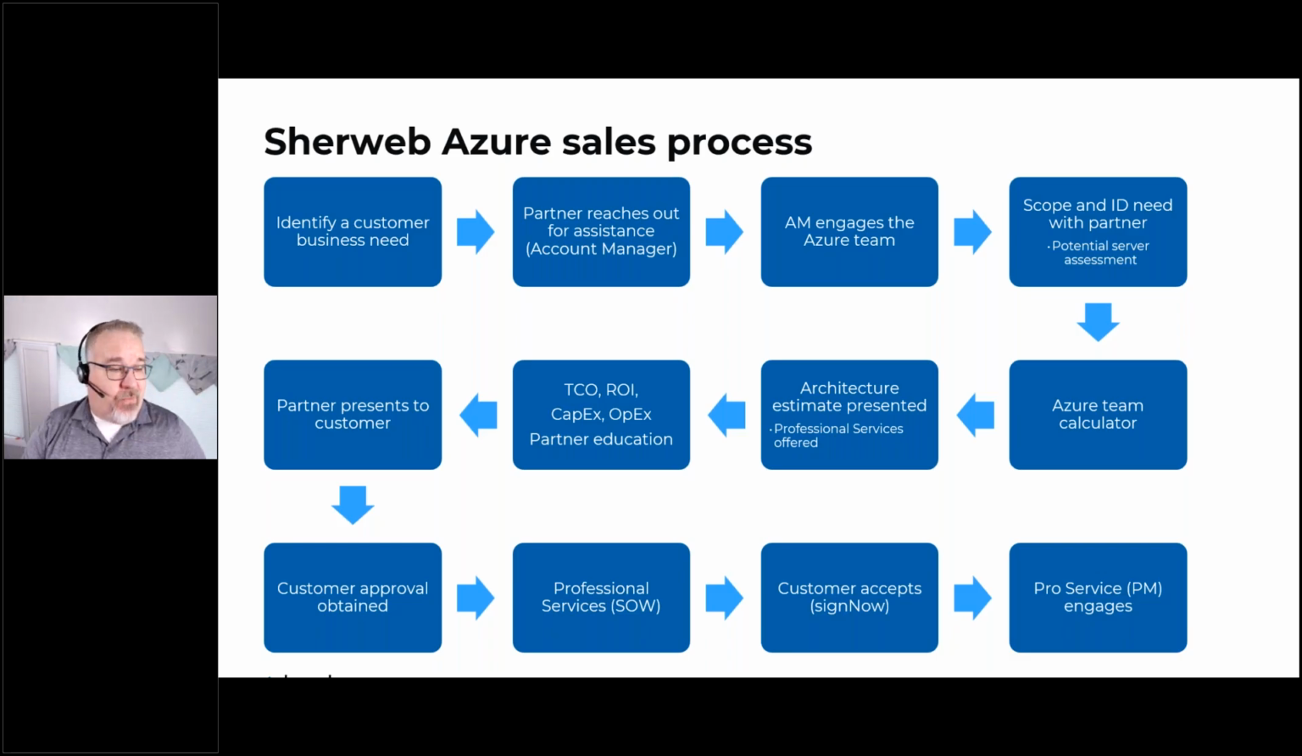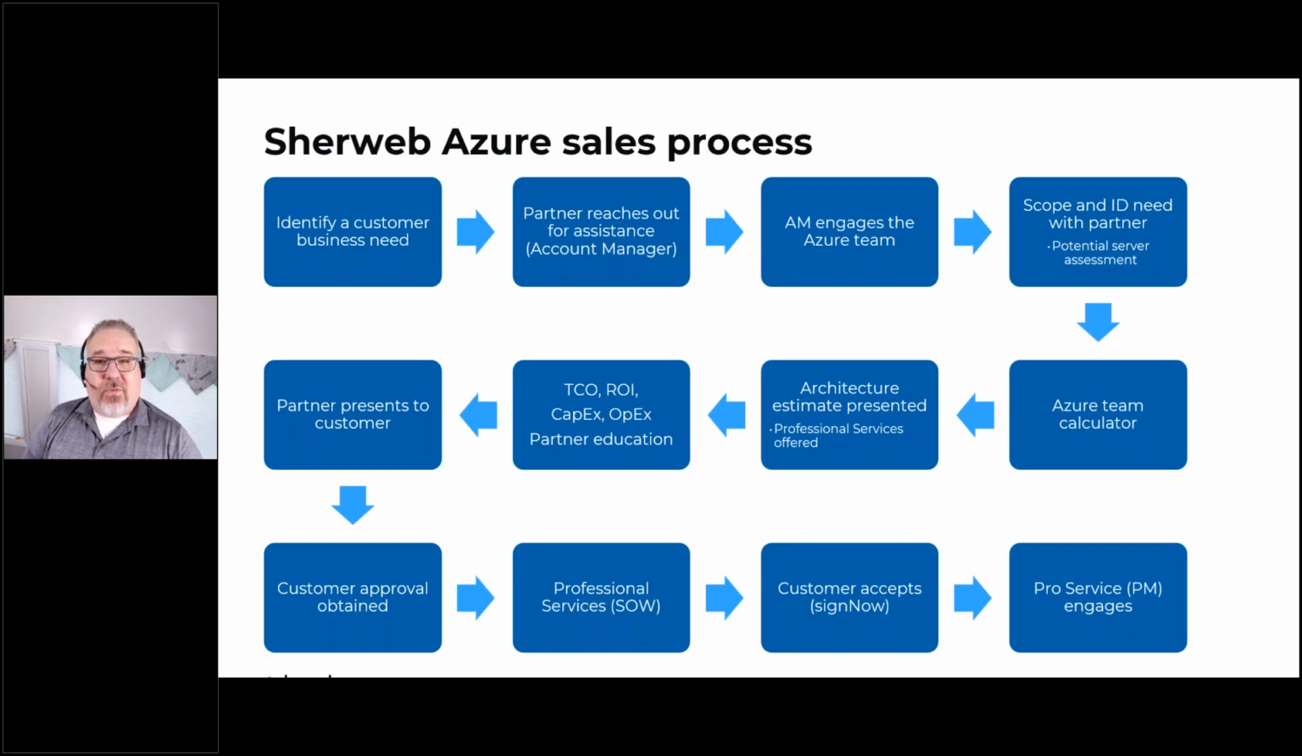And then when you go back to your customer, you're going to talk about TCO, ROI, CapEx, OpEx, and we're going to give you some education. It's because we want to help load you with all the right tools and words to help have that conversation with your customer so that your customer can make an informed decision. And then you present to your customer, you get the approval.